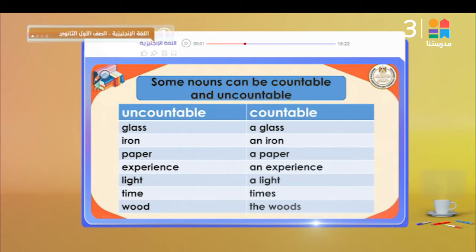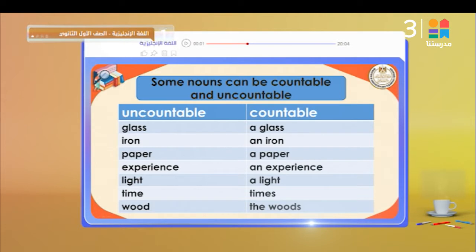What about light? Light can be the light which comes from the window, the light which comes from the sun. This is uncountable. But when we talk about the lamp itself which gives us light, so I want a light, or there are a lot of lights in this palace, means the lamp itself, this is countable. What about time? The word time can be uncountable if you talk about a period of time. But if we talk about how many times do you go to the cinema, how many times do you need me to explain this lesson? So times here means once and once again. It doesn't mean a period of time.